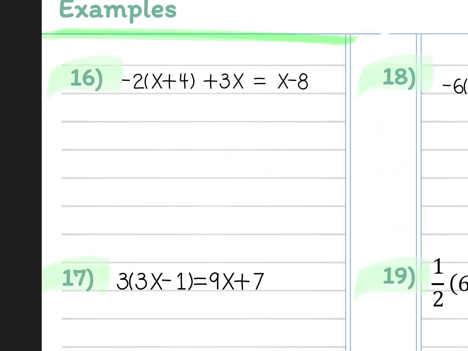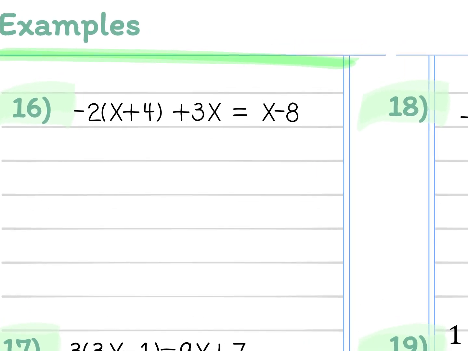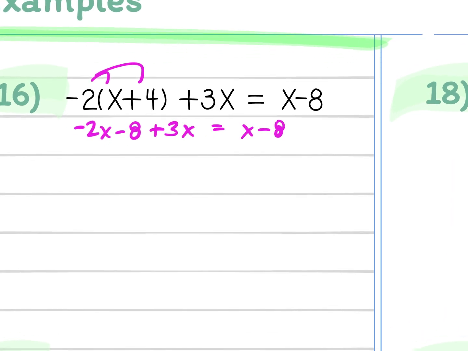What do I do for 16? First thing I should do, we're going to distribute that negative 2. So if I distribute the negative 2, I have negative 2x minus 8 plus 3x equals x minus 8. Agree? Okay, can I combine anything on the left-hand side? I have a negative 2x and a positive 3x, which gives me x minus 8 equals x minus 8.